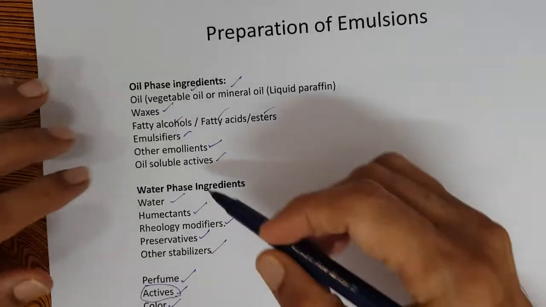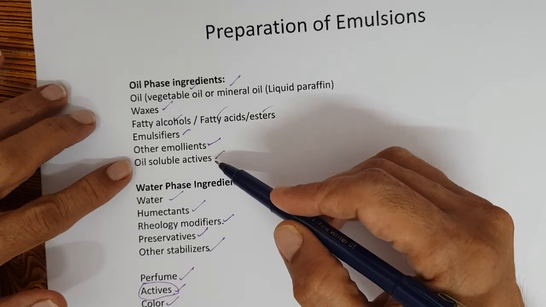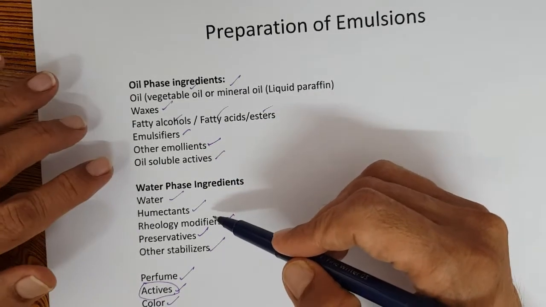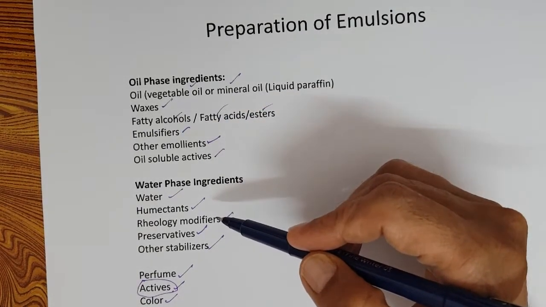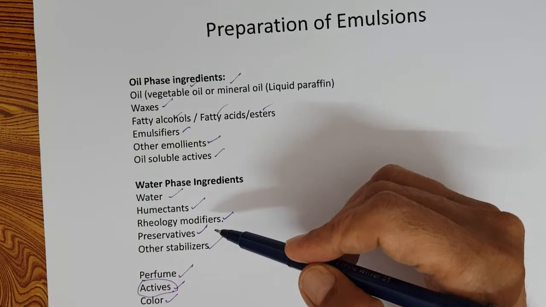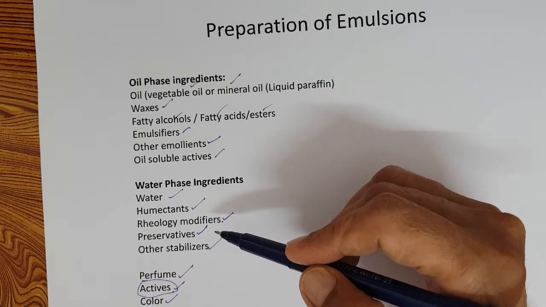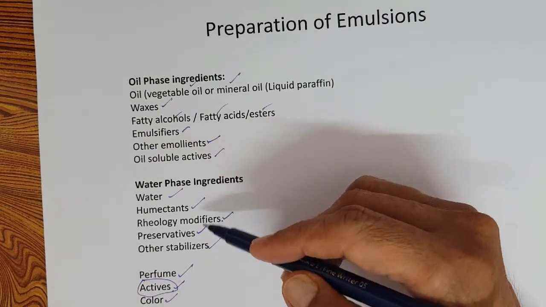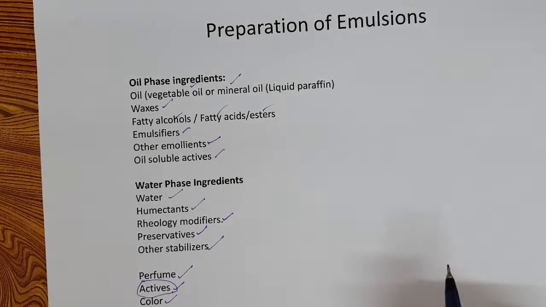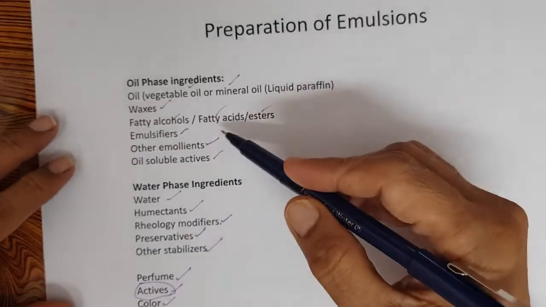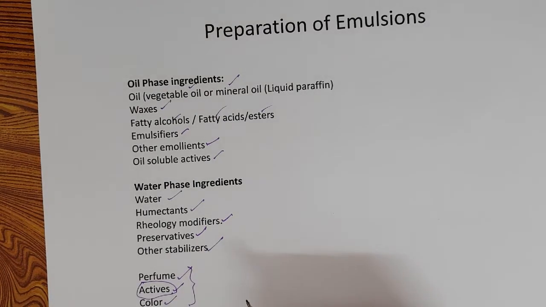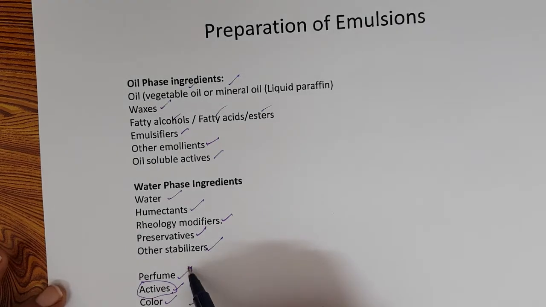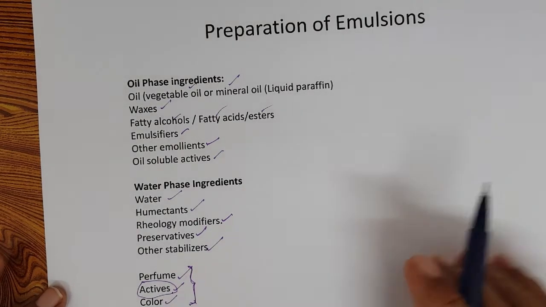So now what happens when you can't introduce them in the oil phase or in the water phase, because for emulsions the phases are heated to 75 to 80 degrees centigrade before one phase is added to the other. So you can't put the actives at that temperature if the actives are thermolabile, if they are heat sensitive. In that case, actives are added along with the perfumes at the end, when the product is cooled to around 45 to 50 degrees, right? So that is why actives appear here also.